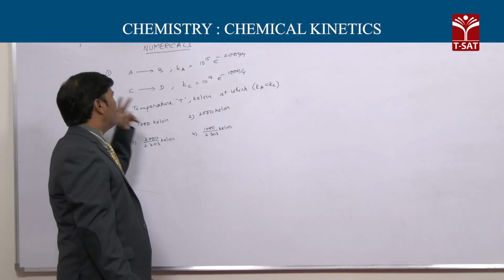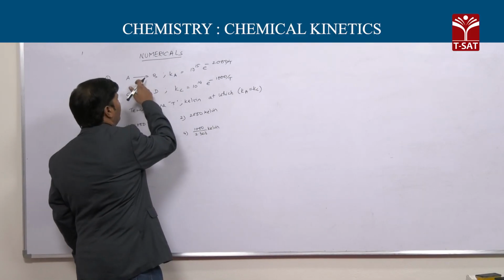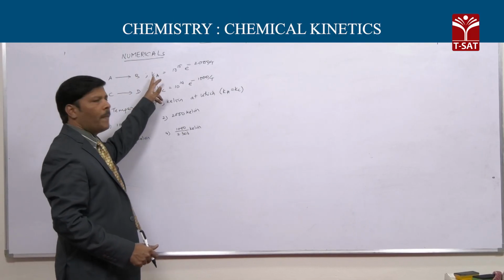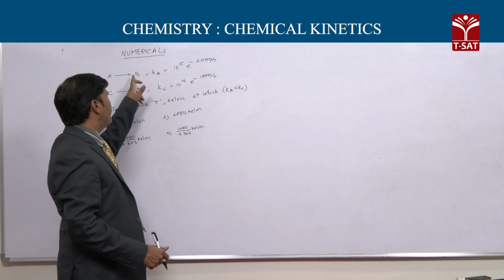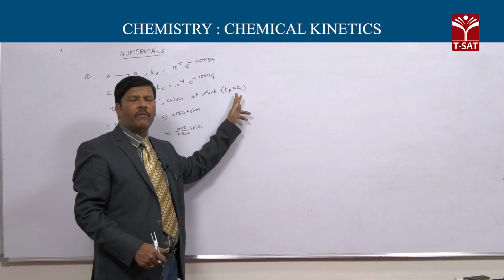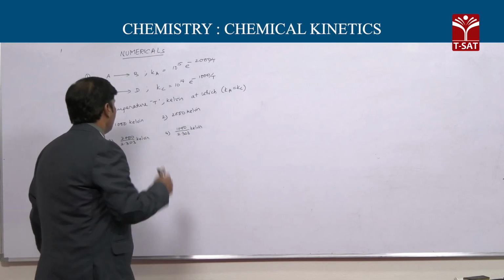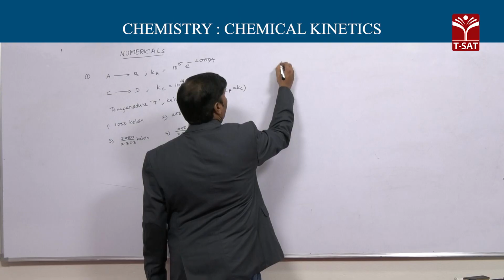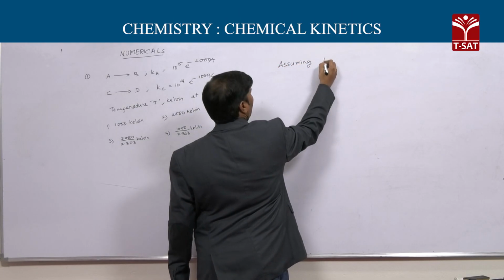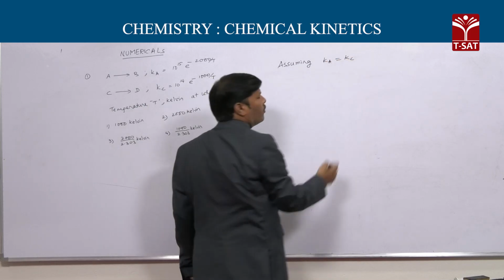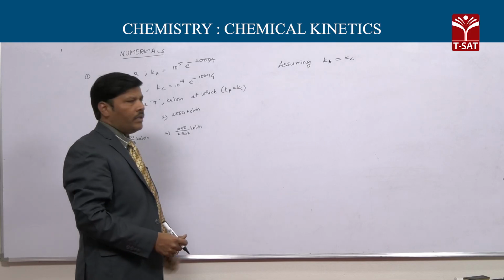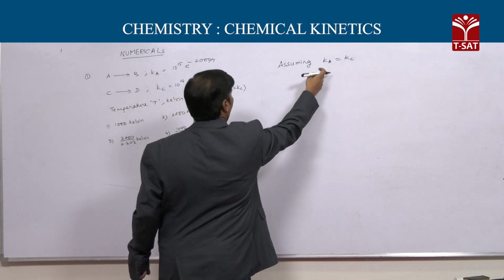So he is just asking us, suppose you are assuming the rate constants of both the reactions, A gives rise to B and C gives rise to D, the rate constants Ka and Kc for both the reactions are equal, then at what temperature will Ka become equal to Kc? So let us solve this problem. Let us begin like this. Assuming rate constant Ka is equal to Kc for both the reactions, A gives rise to B and C gives rise to D, then we can just substitute both the values of Ka and Kc.